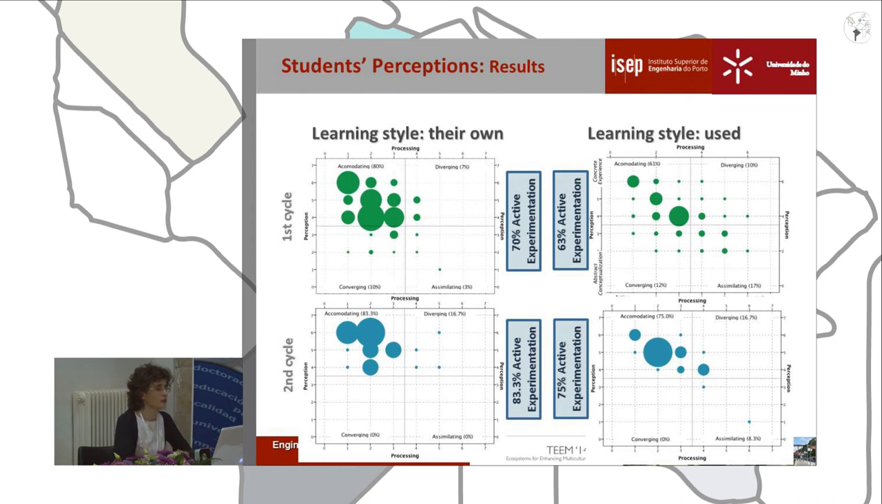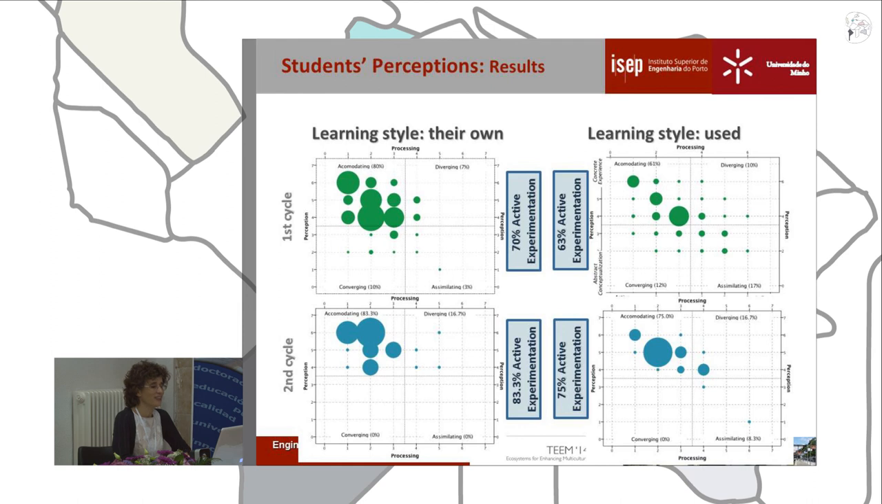So here are the final remarks. In a course with a strong theoretical component, you can use a practical work based on a real-world case application, allowing the student to relate the theory to practice. Based on the student perception from the two different cycles of study, the results show that the process became a little bit more reflective, meaning that the student changed from feel and do to feel and watch. However, this difference is not so significant.